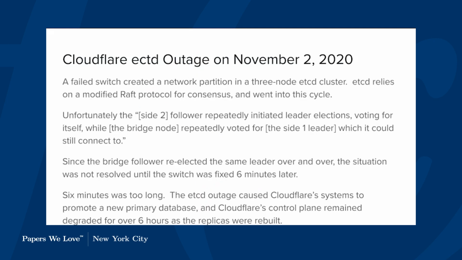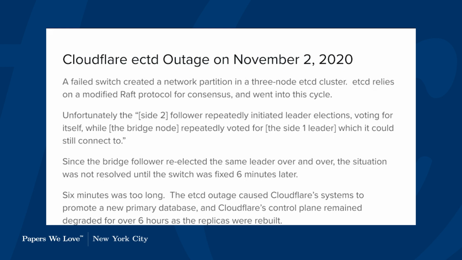So this actually happened, pretty recently, on November 2nd at Cloudflare. A failed switch created a network partition in a 3-node etcd cluster, and etcd relies on Raft for consensus, a modified, optimized version of Raft. So what ended up happening is what I just showed you. The side 2 follower repeatedly initiated leader elections and voted for itself, while the bridge node repeatedly voted for the side 1 leader, which it could still connect to.